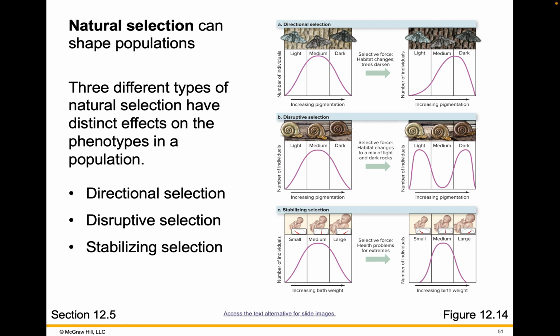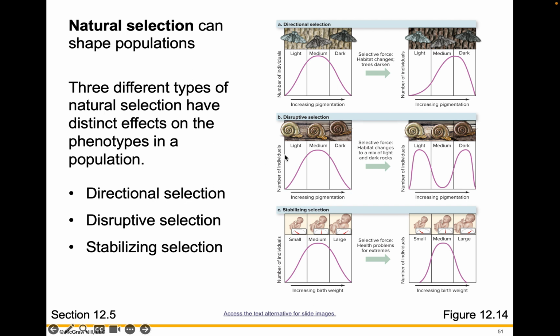All right, so there are several different ways natural selection can shape populations. 3 different types of natural selection have effects on the phenotypes in a population. There's directional selection, where selective force or change in the habitat forces the frequency of alleles to shift. So either a movement to the left or the right, where before most of the moths were medium color, but after this selective force, most of the moths are darker in color, right?